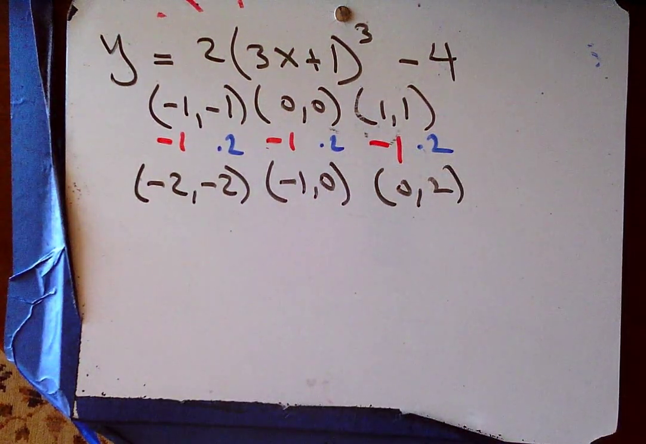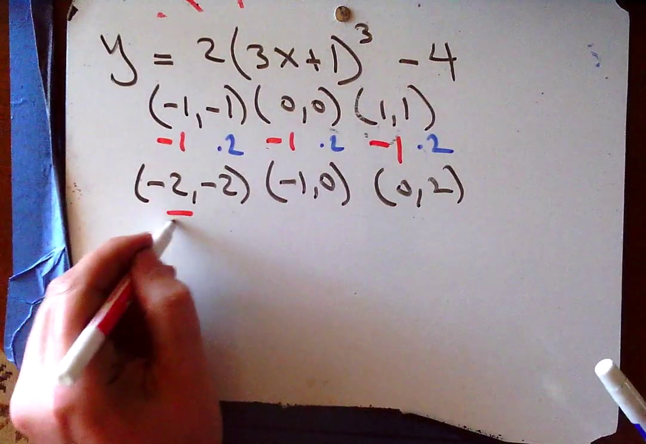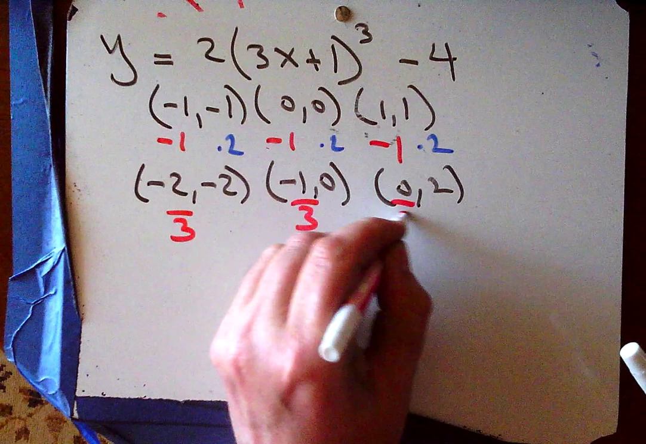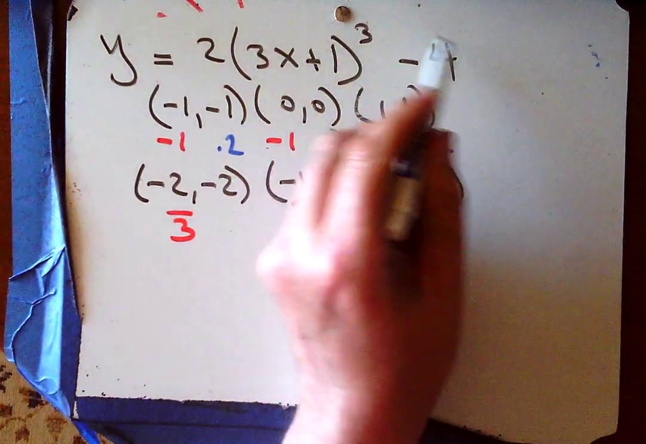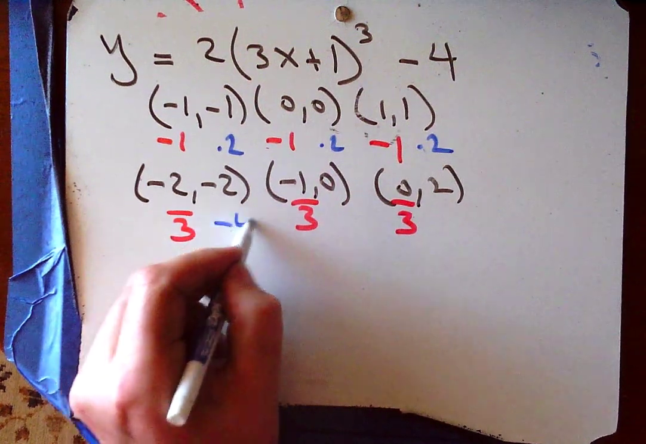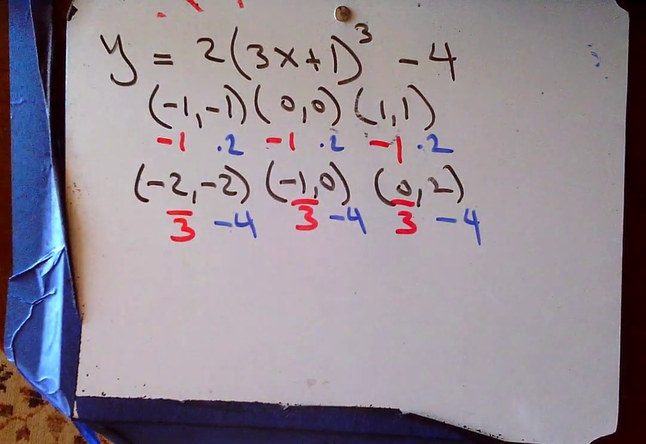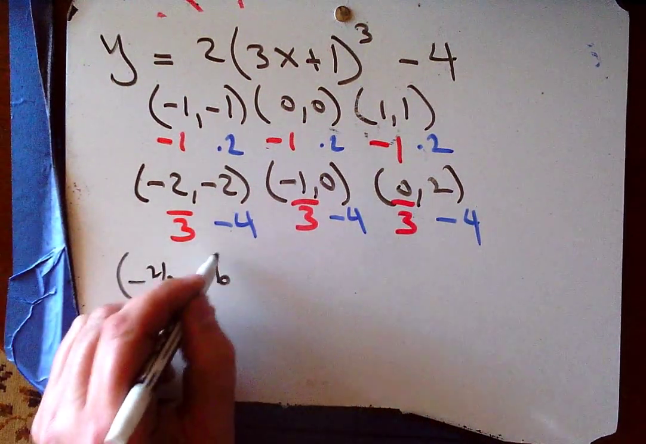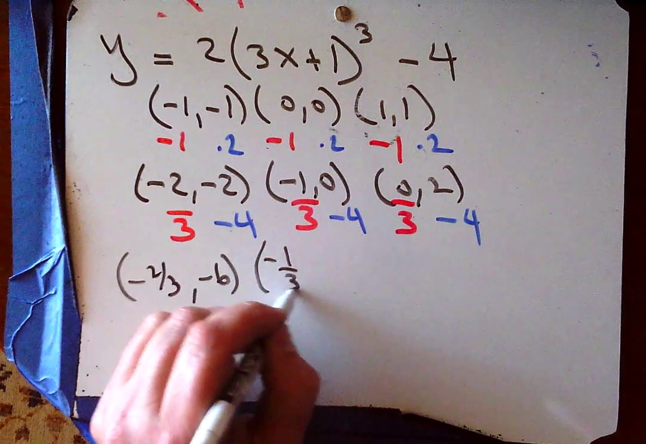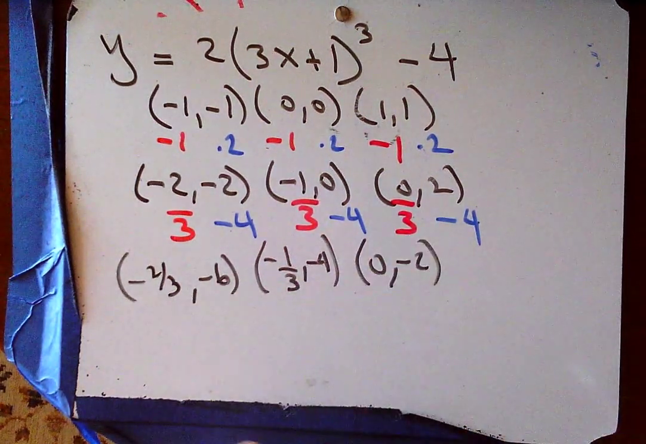But I'm not done yet. I still have two more transformations to do. This one tells me I'm supposed to divide all the x's by 3 because I see I'm multiplying by 3. And then here, outside of the function, I see minus 4 to the y's, I do minus 4 to the y's. So my final points then are negative 2/3, negative 6, negative 1/3, negative 4, and 0, negative 2.